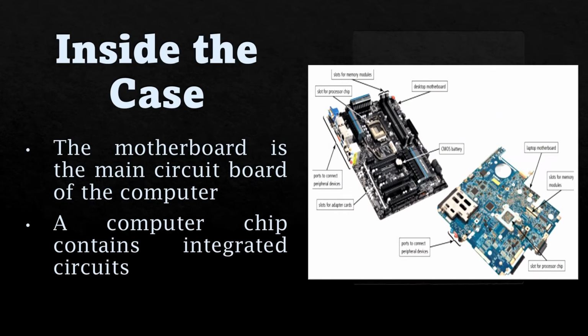Next, a motherboard is the main circuit board of a computer, and it has a computer chip that contains integrated circuits. For your information, the motherboard is the principal component of a computer or other device, with connectors into which other circuit boards can be slotted. These can be slots for adapter cards, slots for processor chips, slots for memory modules, and many more.